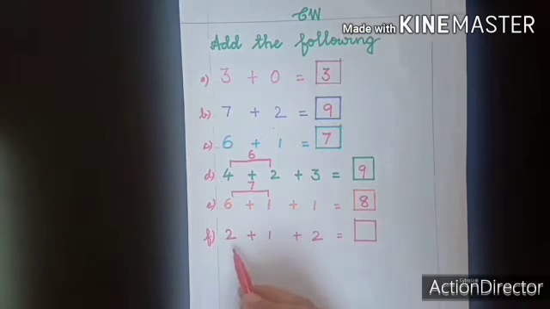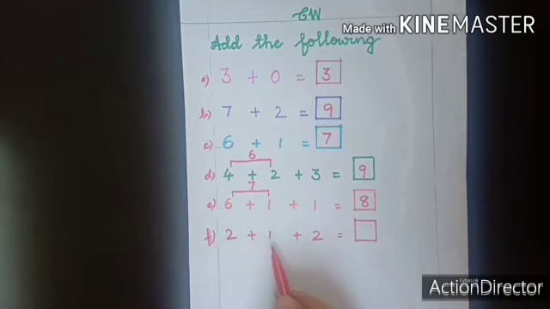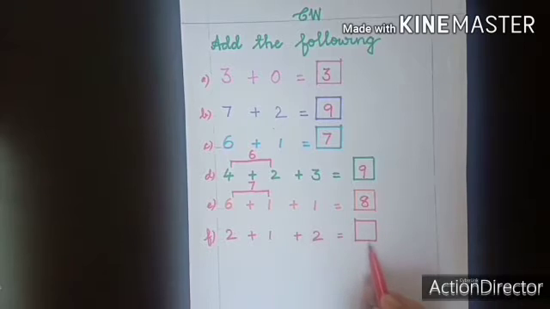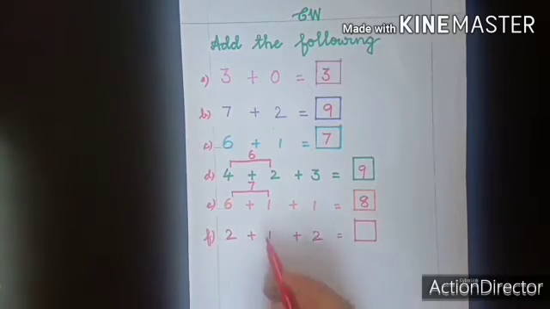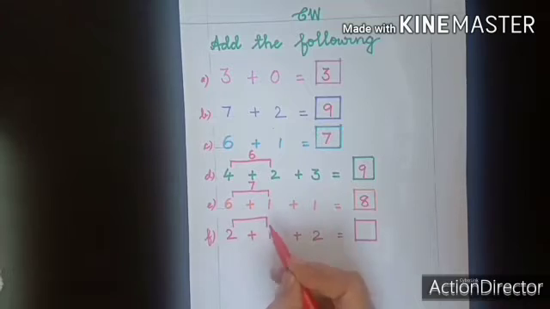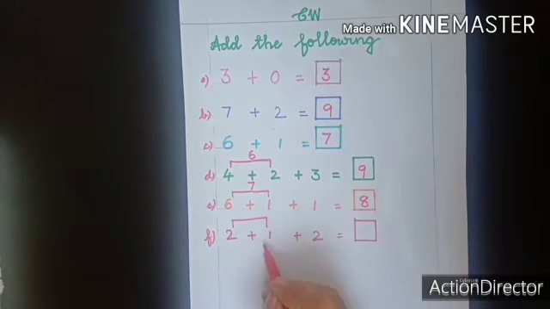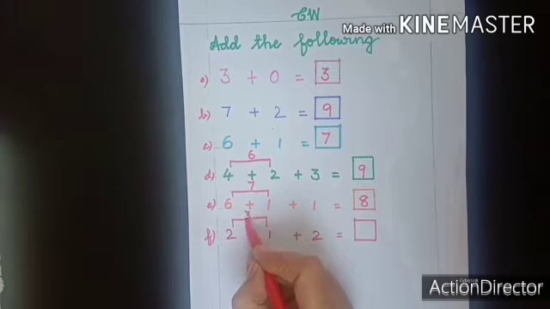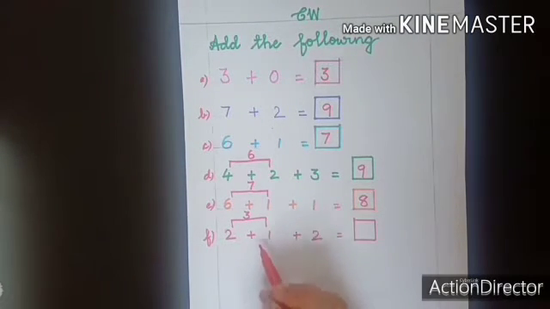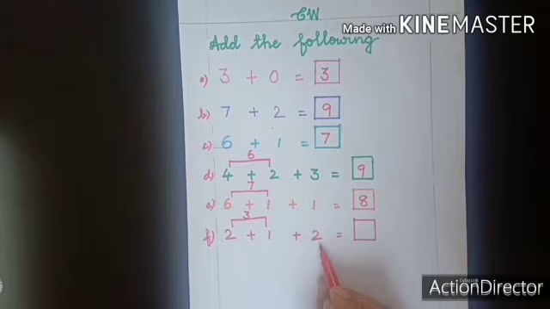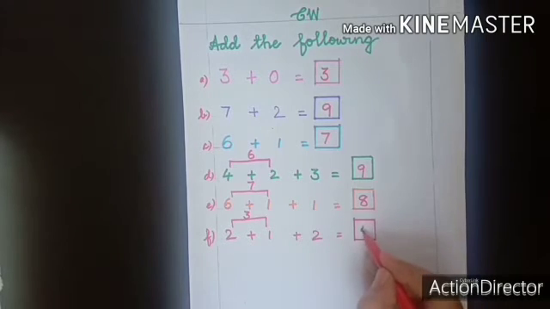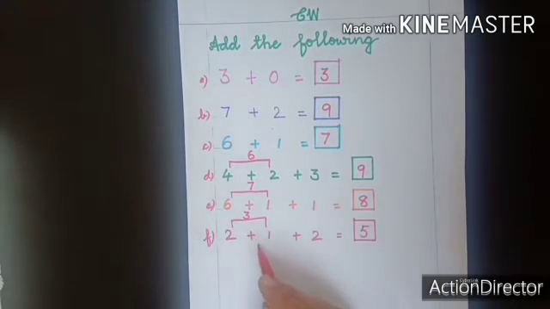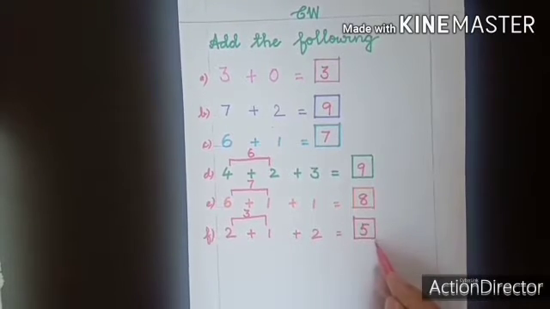Let's take another example. 2 plus 1 plus 2. Add the first two numbers, that is 2 plus 1. When we add 1 to any number, we get the next number. 2 plus 1 is equal to 3. The sum of 2 plus 1 is 3. Now add the third number, that is 2. 3 plus 2 is equal to 5. Thus 2 plus 1 plus 2 is equal to 5.